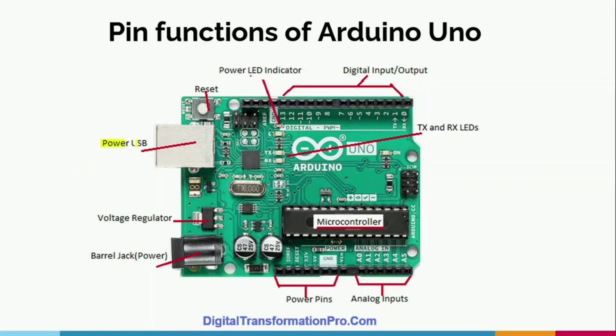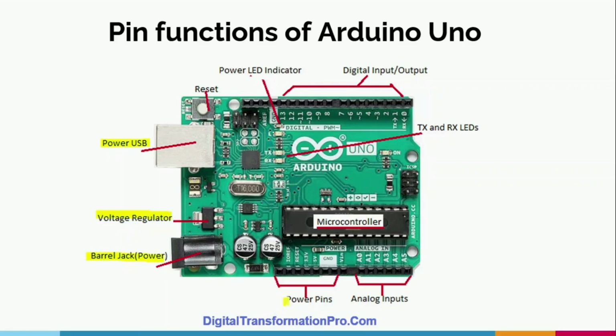First is power USB. The Arduino board can be powered up by using a USB cable from your computer. That is, one end of the cable is connected to your PC and the other end is connected to the USB port of Arduino. The next is the barrel jack. We can also power up Arduino using an AC to DC adapter supply connected to this barrel jack. Then the voltage regulator. It is used to stabilize the DC voltage used by the processor and other elements on the board.